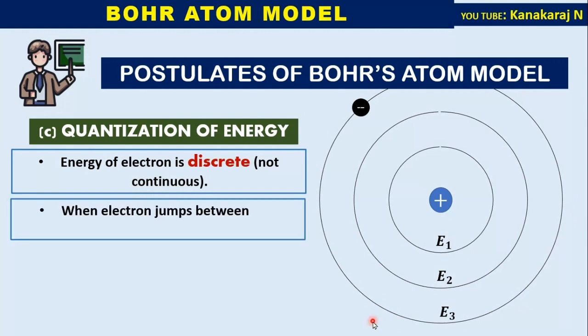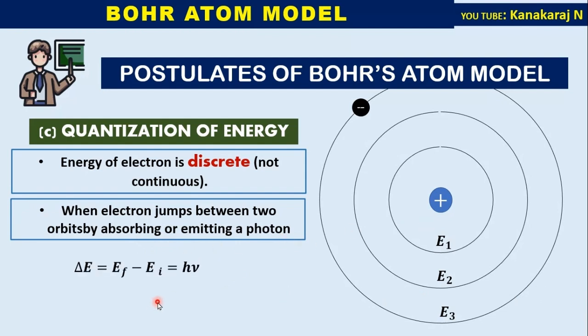When an electron jumps between two orbits by absorbing or emitting a photon, delta E equals E final minus E initial equals h nu. The nu is replaced by c upon lambda. The electron jumps from a higher orbit to a lower orbit, maybe from E3 to E1. When it jumps, it emits the difference in energy of these two levels as a photon with energy h nu.